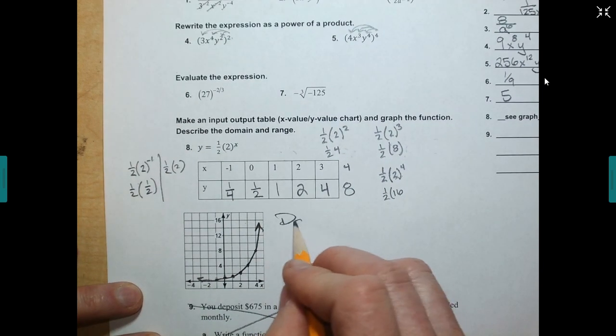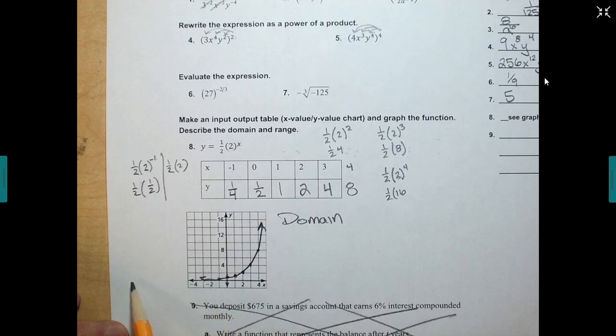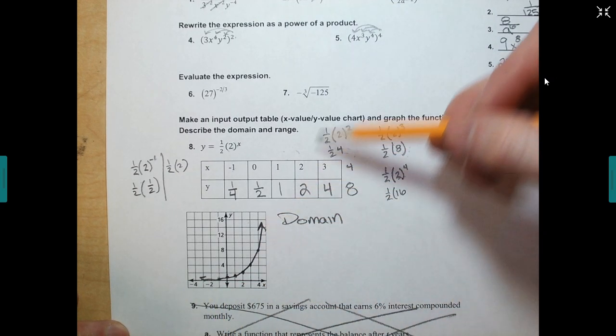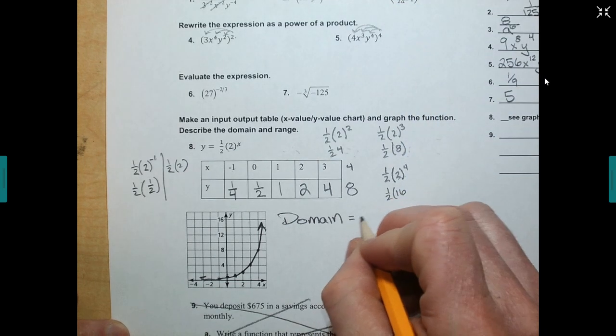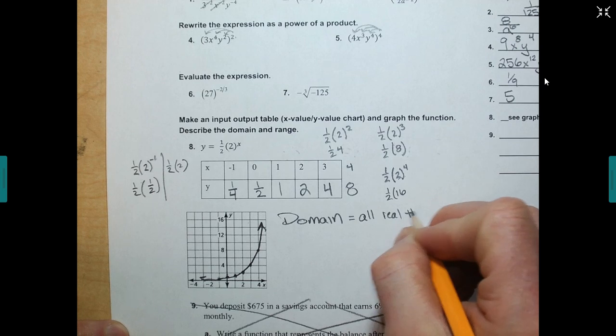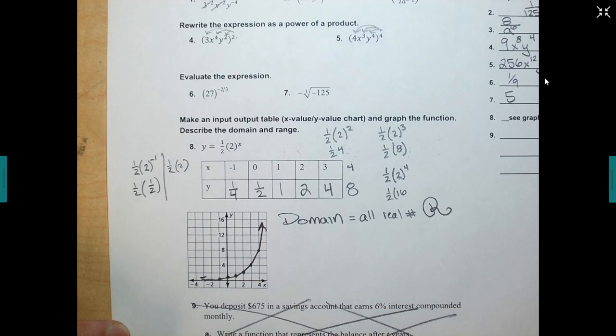So our domain, which is our x values, it goes on this way forever. And if I keep going this way forever, this will actually end up covering all my x values. So all real numbers, or as some people like to do, the R.